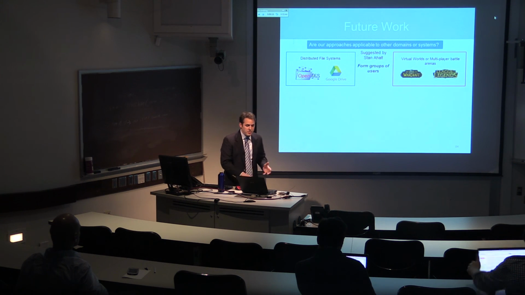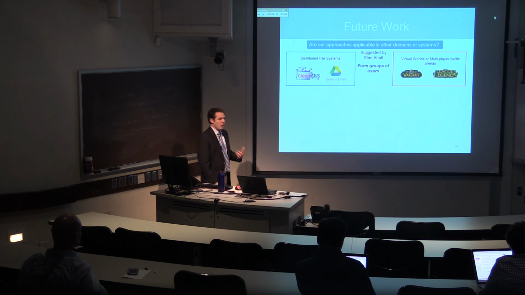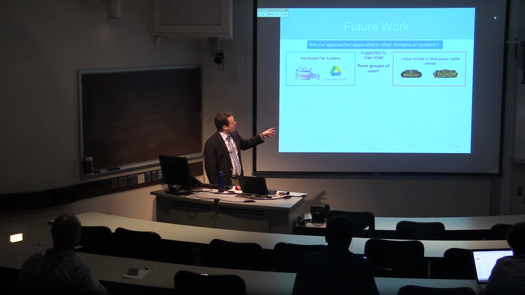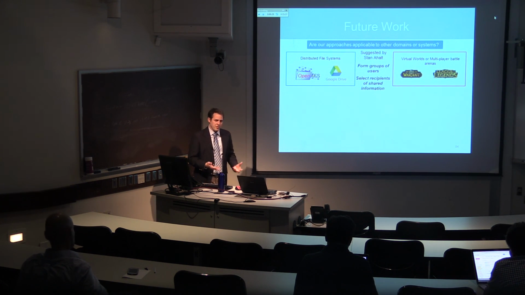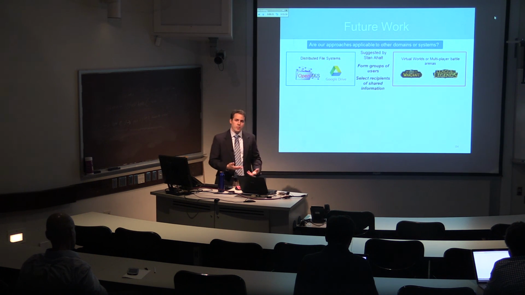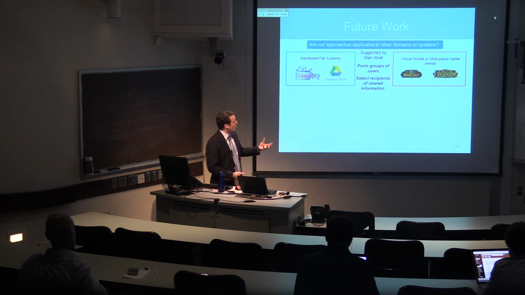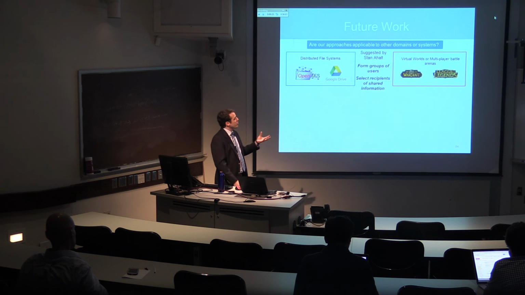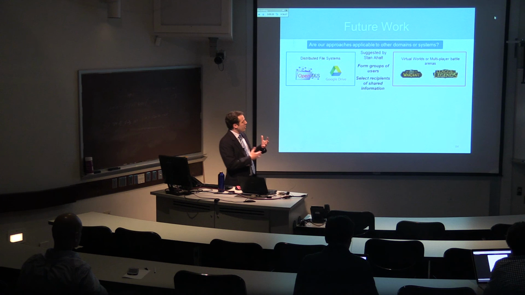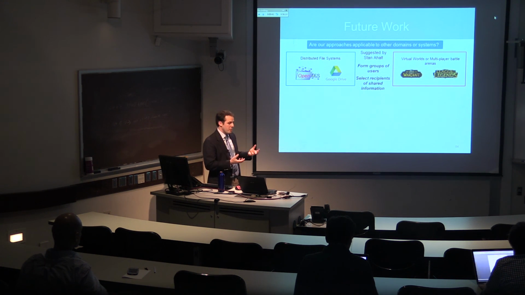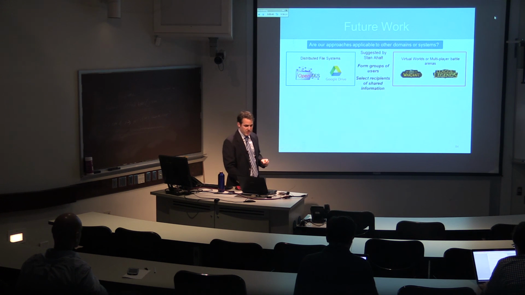In each of these cases, users must form groups of users. You can form groups to share files or folders with in distributed file systems, or you can form groups or guilds in the other case. You also select recipients of shared information. In distributed file systems, you choose with whom to share some file or folder. In virtual worlds or multiplayer battle arenas, you choose who to invite to some match or game. And in fact, there are different prediction algorithms in some of these systems that might allow some cross-pollination with our approach to build even better prediction schemes.